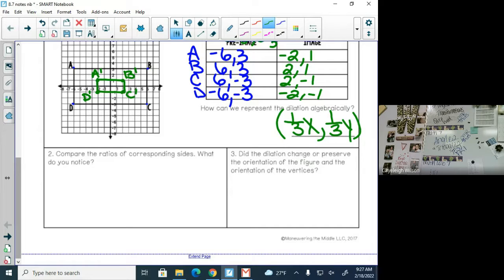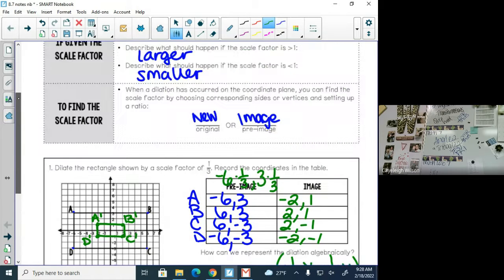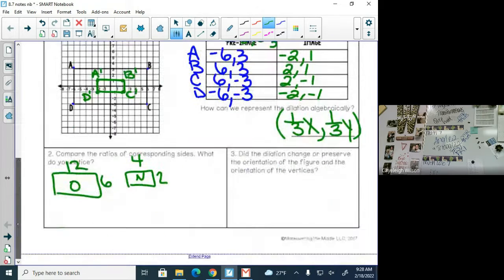So looking at the bigger figure, that bigger figure there is 1, 2, 3, 4, 5, 6, 7, 8, 9, 10, 11, 12. And its side is 1, 2, 3, 4, 5, 6. And then the new figure, this is the original, this is the new figure, 1, 2, 3, 4, 1, 2. And it wants me to compare the ratios. So that goes back up to here on that second part, to find the scale factor, new over original, or image over pre-image.